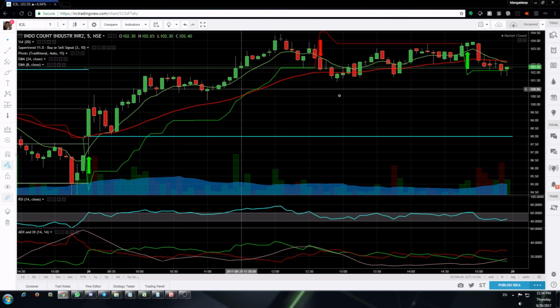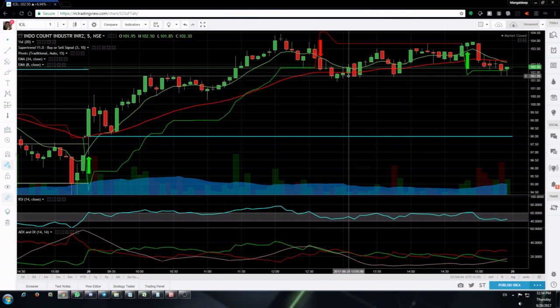Now a second trade was made. The second trade was made here. I entered at around 102.52. That is somewhere here. Just a moment. Yeah, somewhere here.